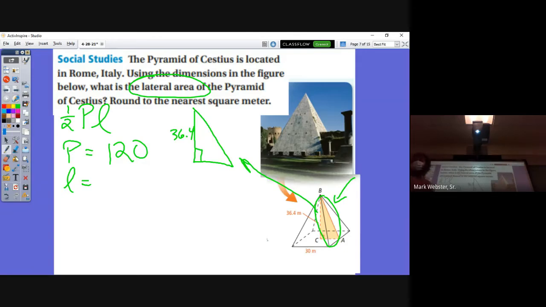But it's 15. Why is it 15? Well, if the side is 30, divided by 2, that's all it is. The whole side was 30, but from the center to the side is what we want. So the whole thing is 30, half is 15. So it's going to be 15. And what we want is the slant height. Well, we know how to do that.